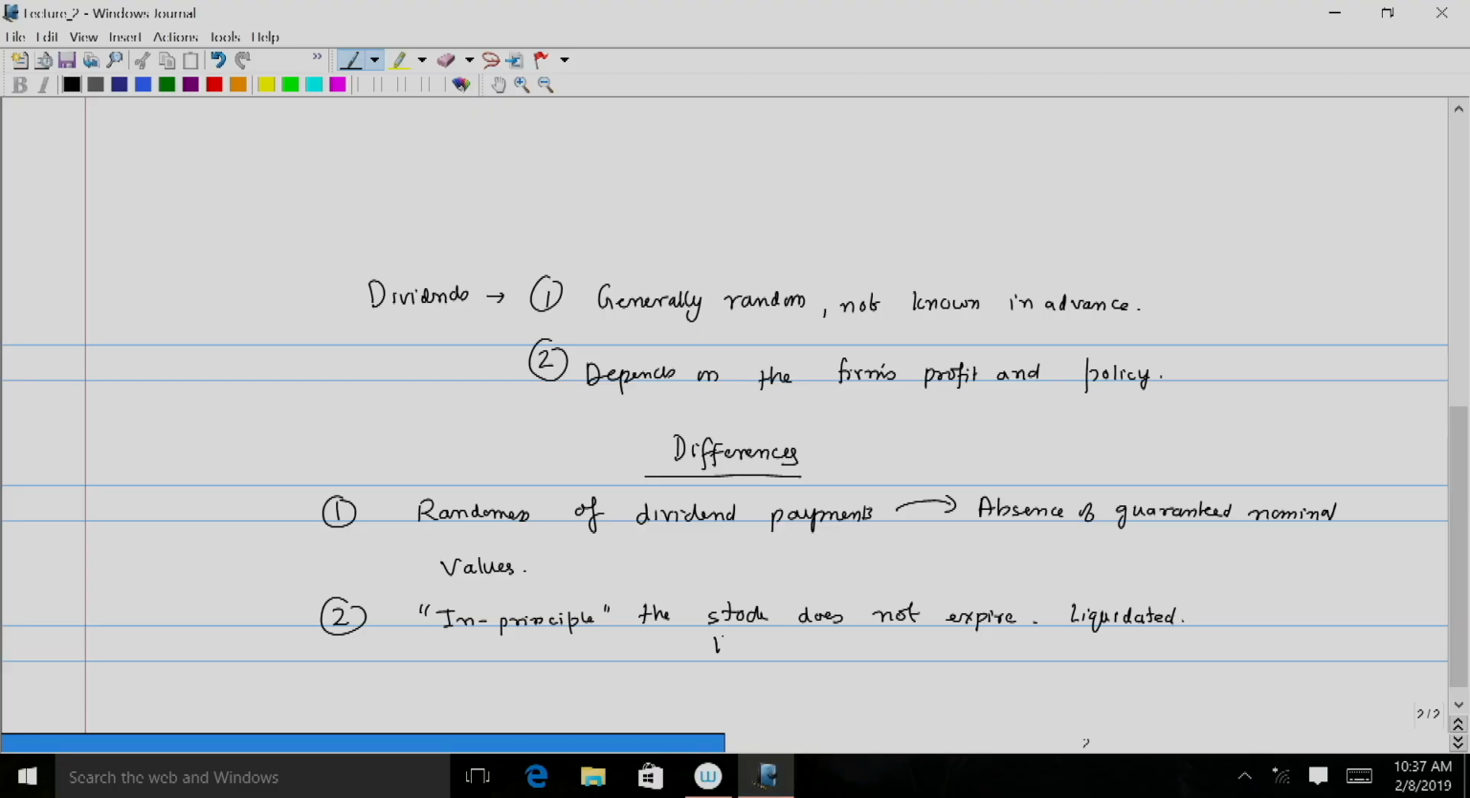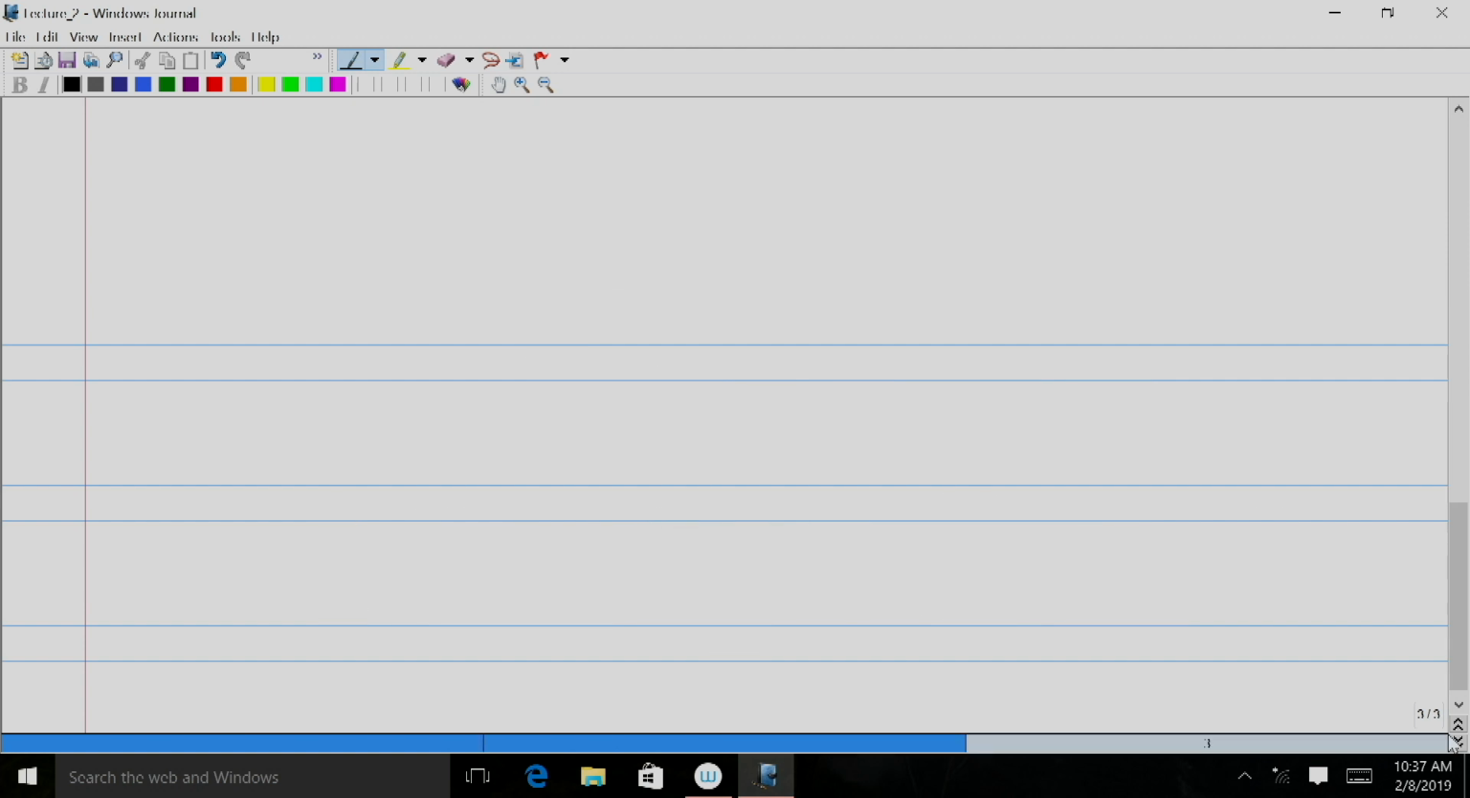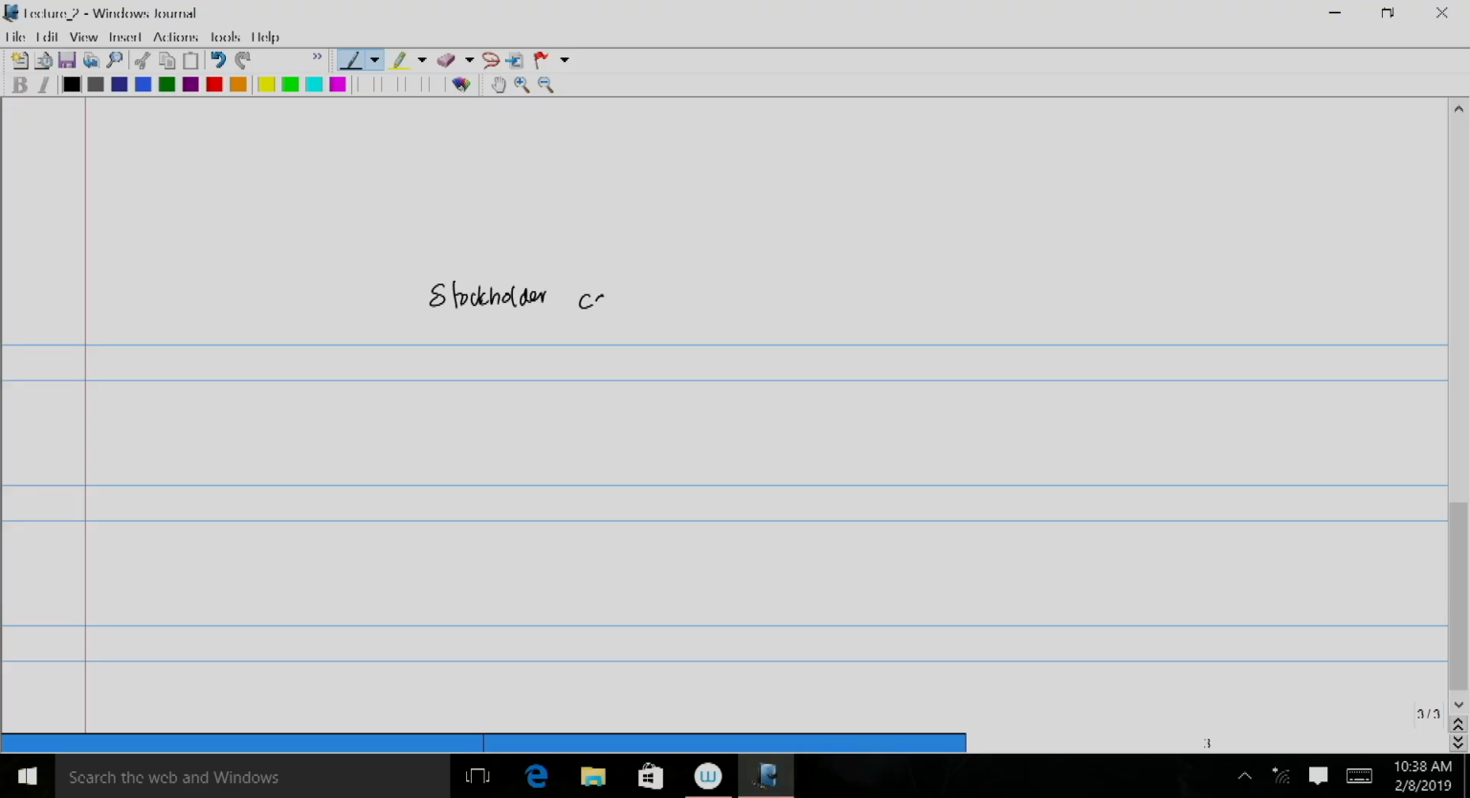So that means that one of the key things is that in principle the company may go out of business. So now when we were discussing the kind of risk associated with the bond and the liquidity risk, we have talked about how bonds can actually be transferred to another person. In a similar way, stockholders can sell the stock to another person.